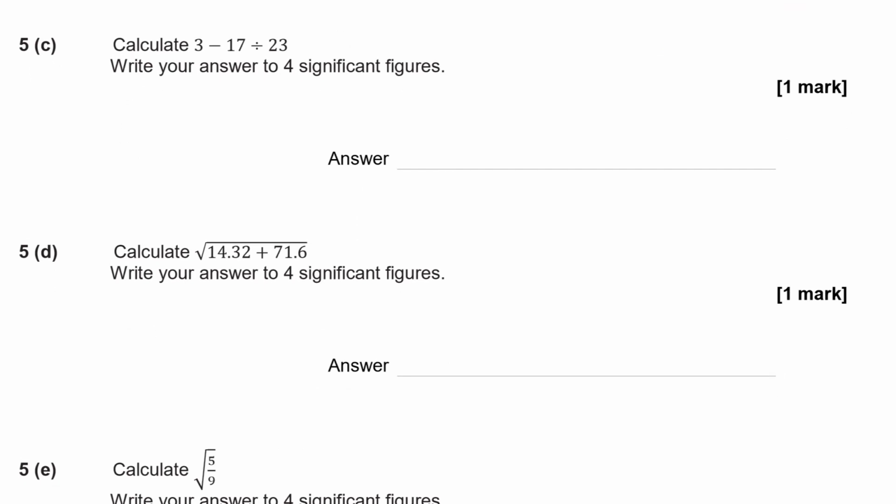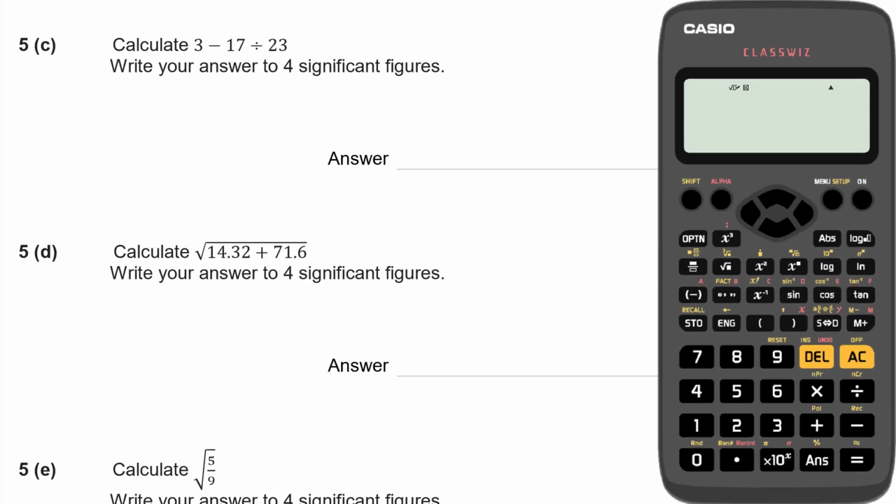Right, 5C. Calculate 3 minus 17 divided by 23. There's a little bit of order of operations here because you have to do the division before the subtraction, don't you? Okay, so I'm going to just type it in because my calculator does know the rules of BIDMAS, so it should do it in the right order if I just type it in. So 3 subtract 17 divided by 23.